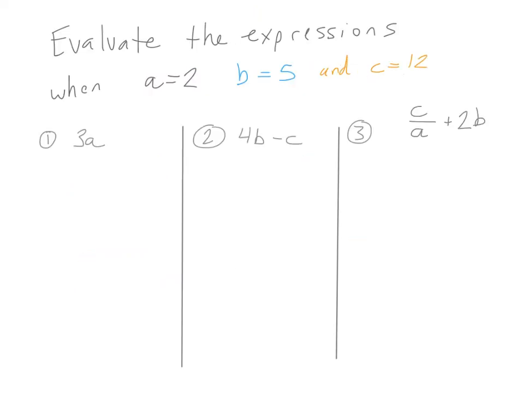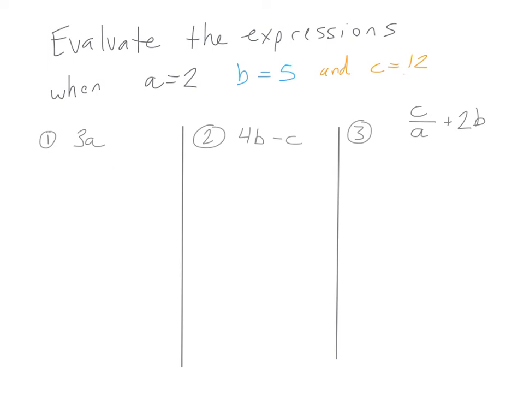All right, so next we're going to work on evaluating expressions when we're given some values. So we have 3 expressions here, and we're going to evaluate them when the values of their variables actually represent numbers that we know. Okay, so anywhere we see an A, it's going to mean 2. Anywhere we see a B, it's going to mean 5. And anywhere we see a C, it's going to mean 12.